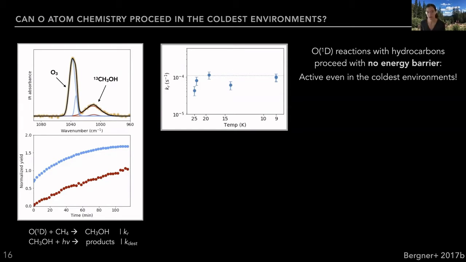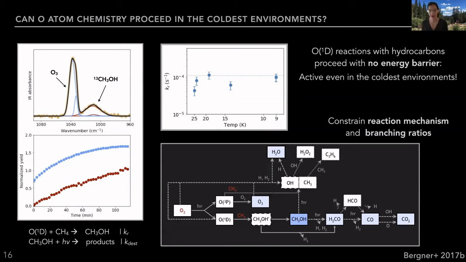We can do more than just understand the energetics. We can also mechanistically understand how all of the different molecules within the ice that we're forming and destroying are connected to one another with this type of mechanism diagram. And we can also constrain the branching ratios for how different molecules are formed throughout the experiment.